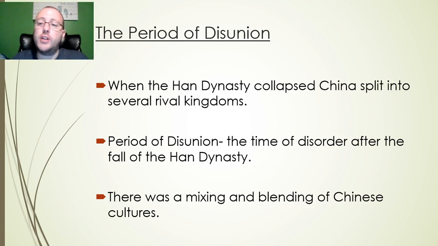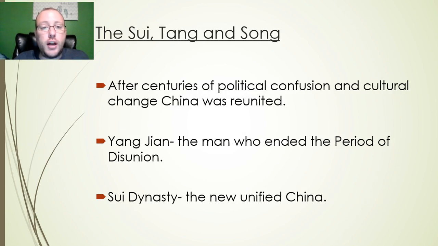When the Han Dynasty collapsed, China split into several rival kingdoms. Now, this is going to lead to the period of disunion, because when the Han Dynasty collapses, a bunch of different groups, kind of like the Warring States period, come together and try to take over. There was a mixing and blending of Chinese cultures during this time.